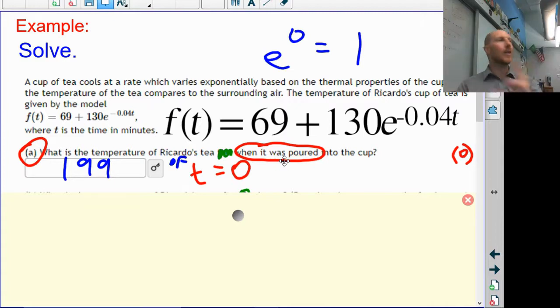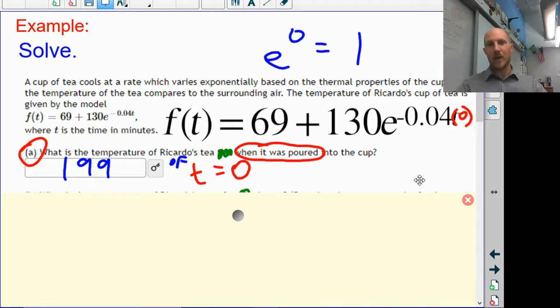When it was first poured, that means no time has passed. So time is going to be 0. So I'm going to take 0, we'll just put it into our equation instead of T. Two options. One, just take that whole equation, type it into your calculator, get your answer. It's 199. Or you could actually do this mentally.